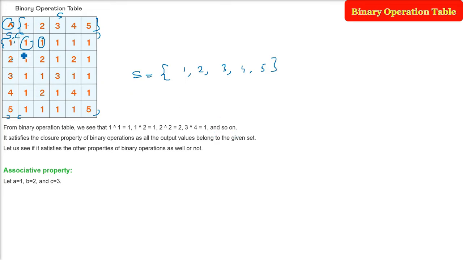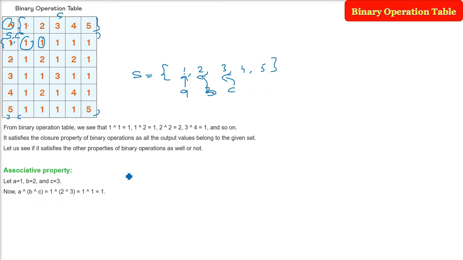Let us take the associative property. Take any values. Let us take A as 1, B as 2, C as 3. I'm trying to show you the associative property. How does it work? So A is 1, B is 2, C is 3. Associative property means the operation should be like this.